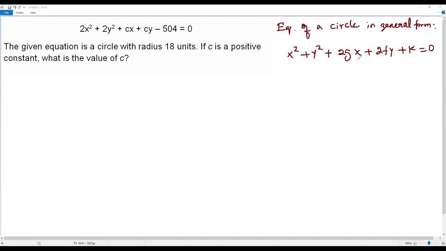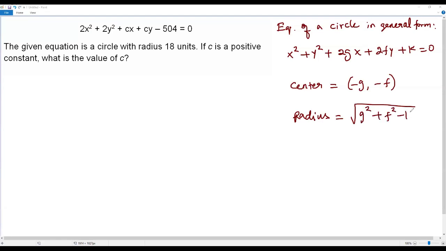So when the equation of a circle is given in general form, we have formulas to find the center and radius as well. The formula to find the center is (−g, −f). We get the values of the constants g and f from the coefficients of x and y. And there is a formula to find the radius of the circle, that is the square root of g² + f² − k.